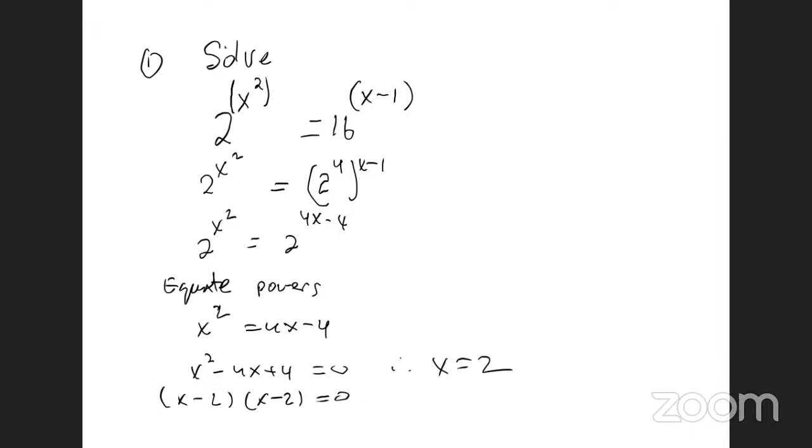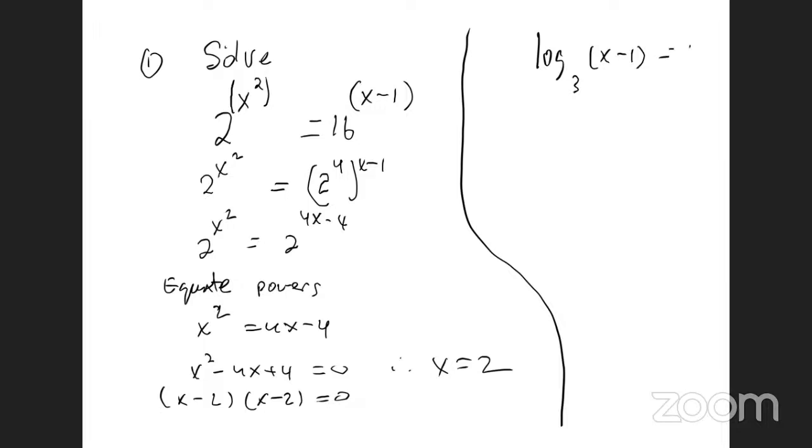So here, go and give your logs, same principle. I don't think I revised this, but I want to go over it fast. Let's say log to the base 3 of x minus 1 is equal to 2. How do you solve something like that? Convert to exponential form.